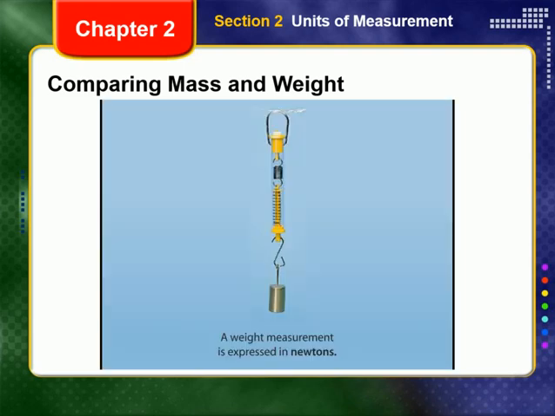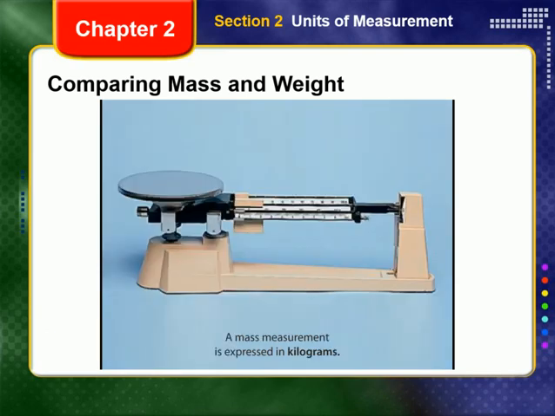Weight can be measured using a spring scale. The spring scale measures the force exerted on an object by gravity. The weight of an object is expressed in newtons. Mass is measured using a balance. A balance uses a comparative mass on a lever arm to determine the mass of an object. The mass of an object is expressed in kilograms.